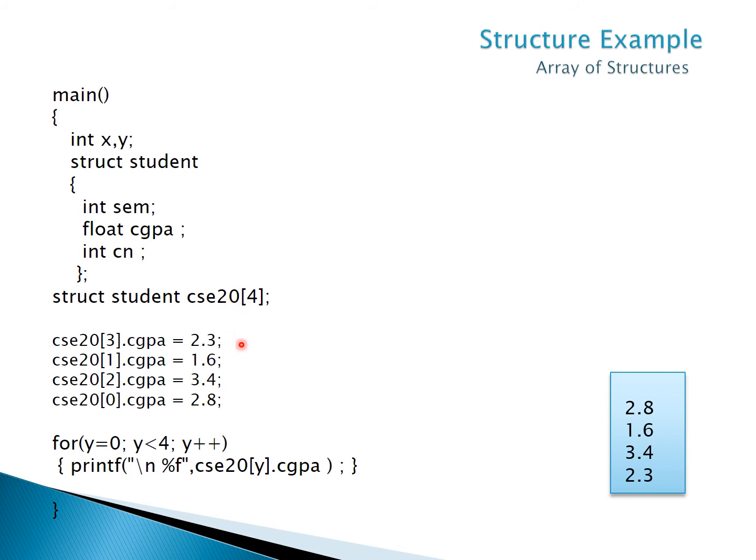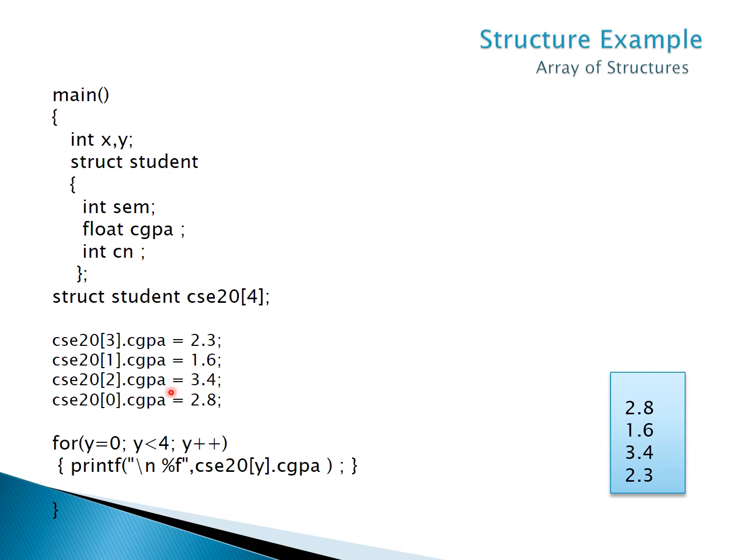And now we have 4 statements, and we are trying to assign some values to the CGPA members of those structures. So we are calling those structures randomly. So first, 2.3 will be assigned to the CGPA member of the last structure because the index is 3. The value 1.6 will be assigned to the second structure's CGPA.